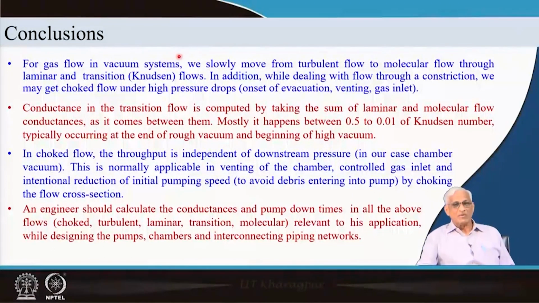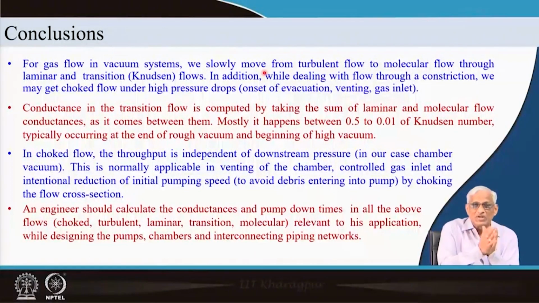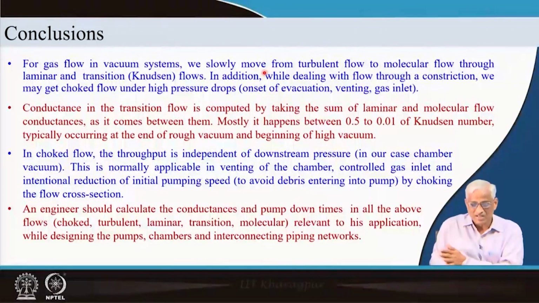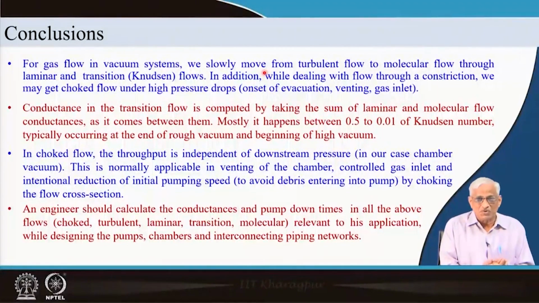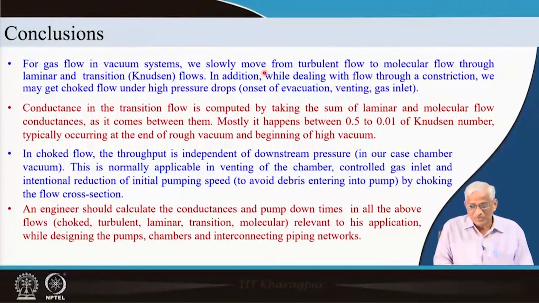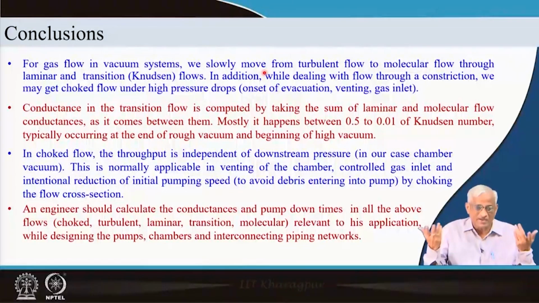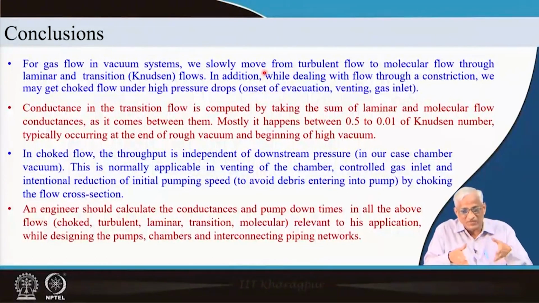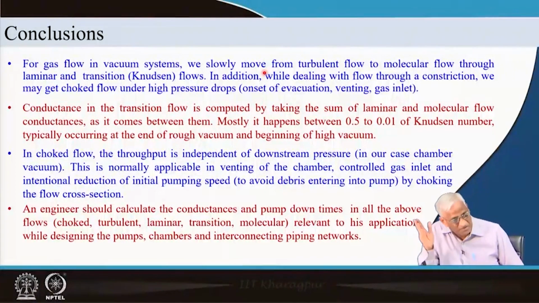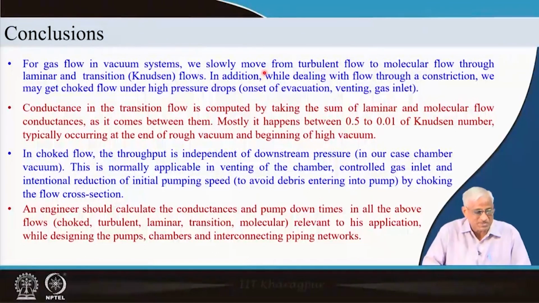So, for gas flow, I want to conclude now. In vacuum systems, we slowly pass through various flow regimes, from choked flow or turbulent flow, then laminar flow, transition flow, and finally molecular flow. Different things happen in different situations. Since this lecture is on transition flow and Knudsen flow: transition flow occurs at the end of roughing and at the beginning of high vacuum pumps. Sometimes choked flow occurs when you are venting to the atmosphere, when a gas inlet is there, or in the initial instant of evacuation.